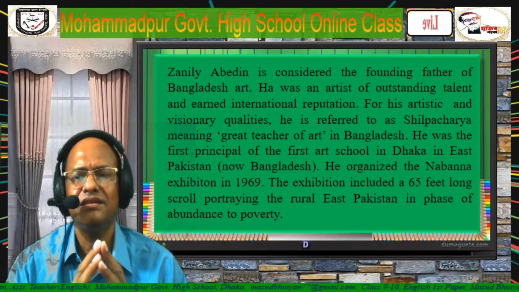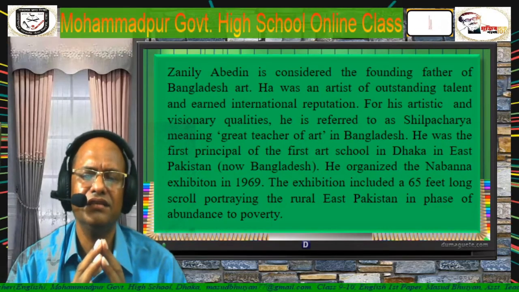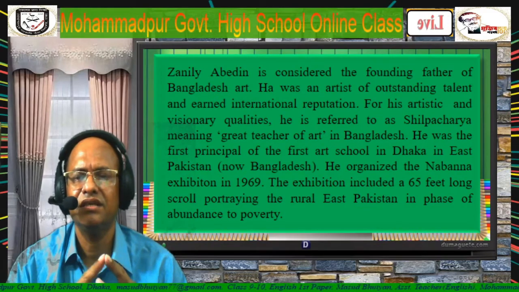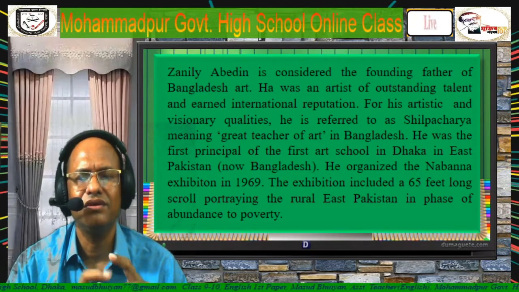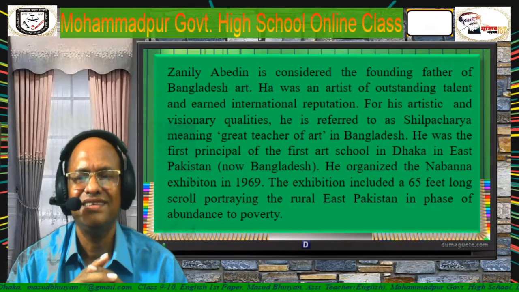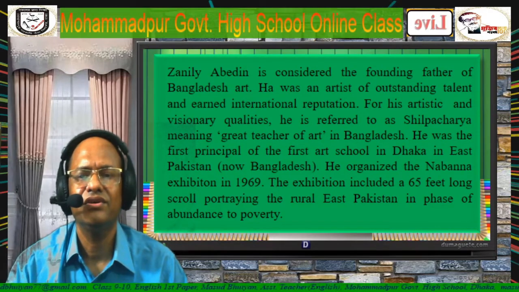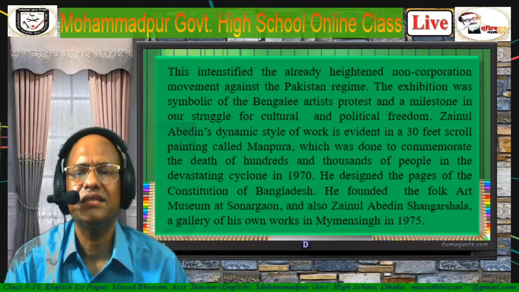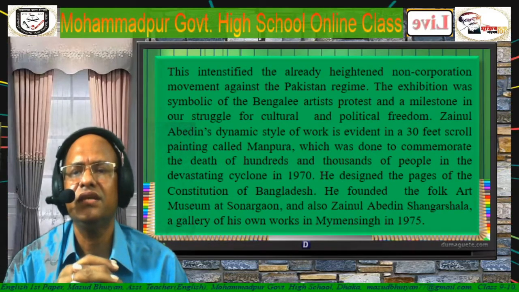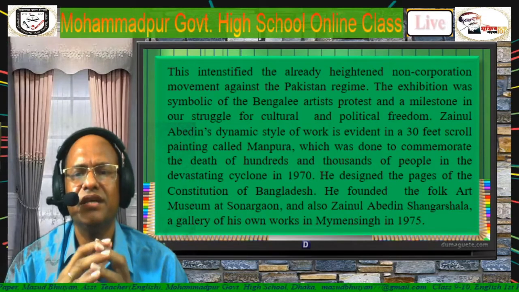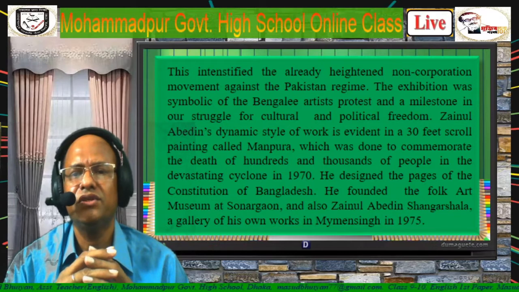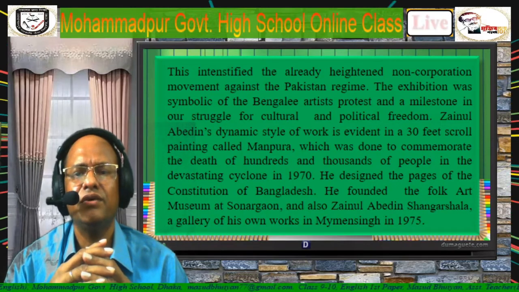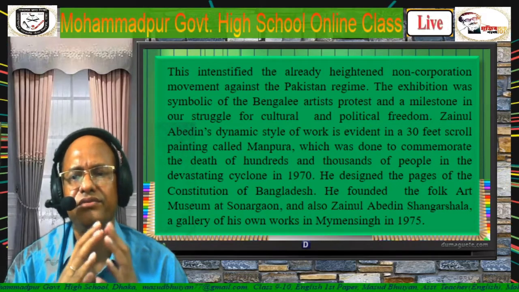He organized the Navanno exhibition in 1969. The exhibition included a 65 feet long scroll portraying the rural East Pakistan in face of abundance of poverty. This intensified the already heightened non-cooperation movement against the Pakistan regime. The exhibition was symbolic of the Bengali artist protest and milestone in our struggle for cultural and political freedom.